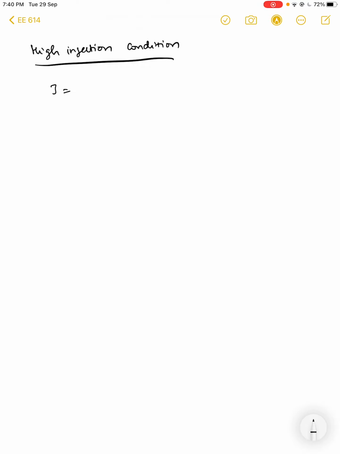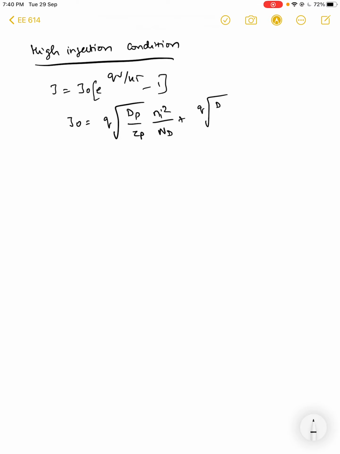We have J equal to J naught e power qV by kT minus 1, and J naught is basically q root of Dp by tau p ni square by Nd plus q Dn by tau n ni square by Na. Right? So the reverse saturation current depends strongly on the intrinsic carrier density, right, as well as the diffusion component. And we can see that we take only the diffusion current into consideration, right?